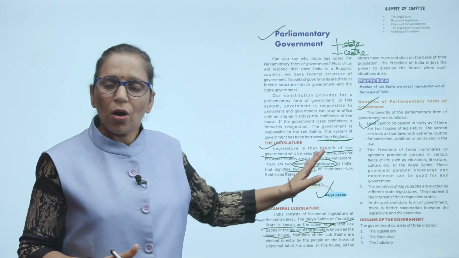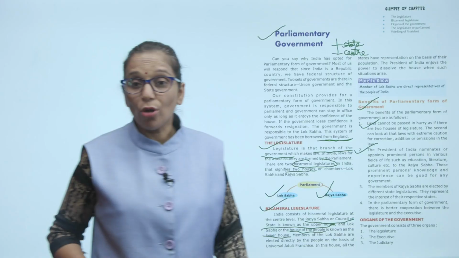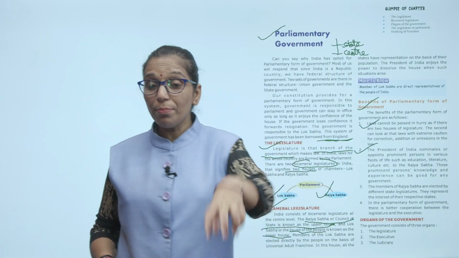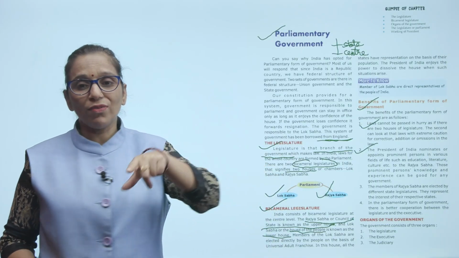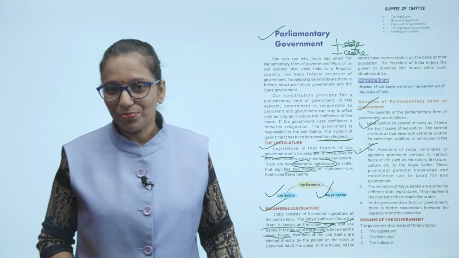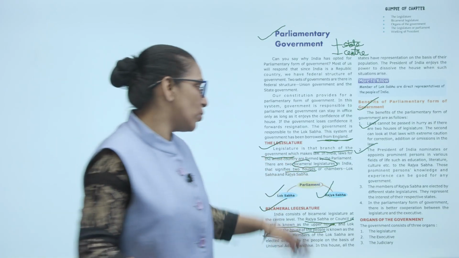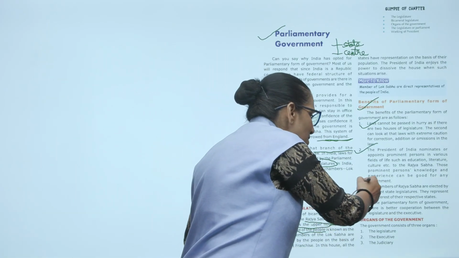So we can say the laws cannot pass in hush-hush manner. Then second, the President of India nominates or appoints prominent persons in various fields of life such as education, literature, culture to the Rajya Sabha. Those prominent persons' knowledge and experience can be good for the government and governance.